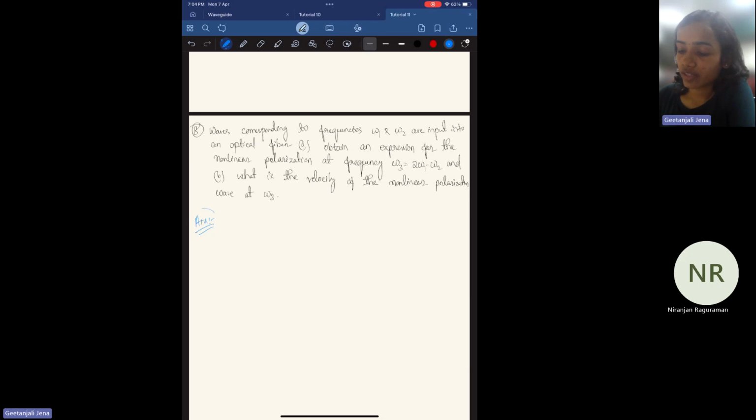Okay, so then we'll move to question number 8. Now go through the question once. There is a wave corresponding to frequency omega 1 and omega 2. These are launched into an optical fiber, and the question is asking to obtain the expression for the nonlinear polarization at frequency omega 3, which is equal to 2 omega 1 minus omega 2, and what is the velocity of the nonlinear polarization at omega 3.